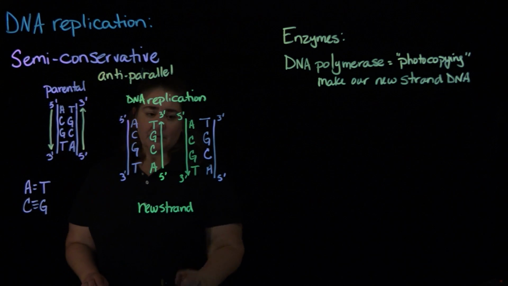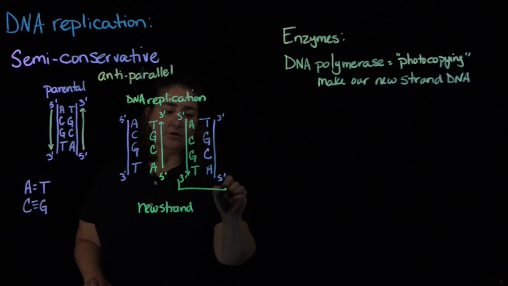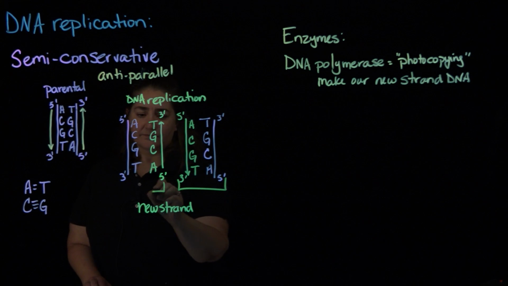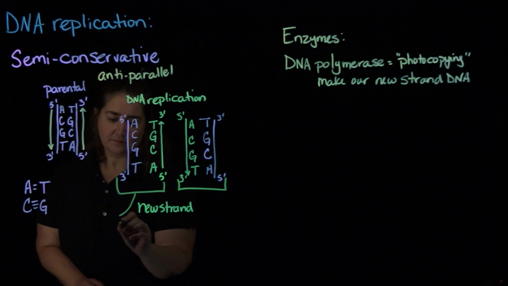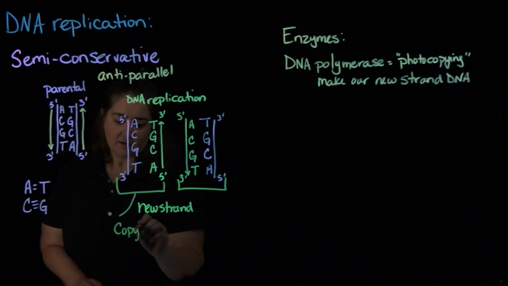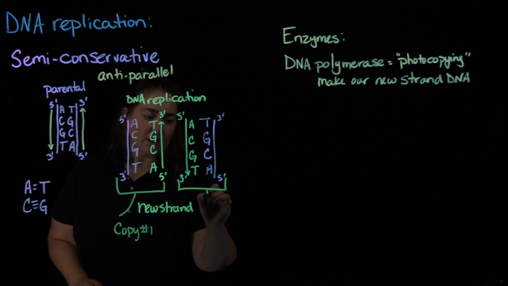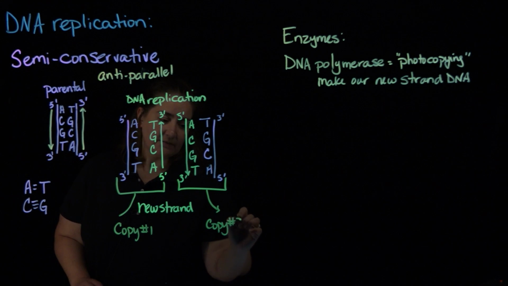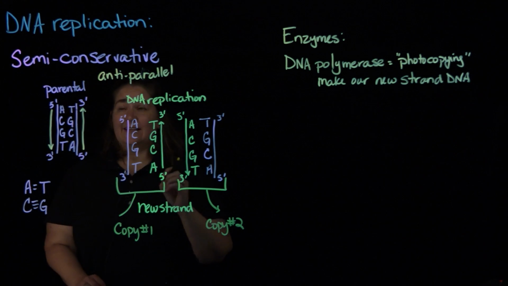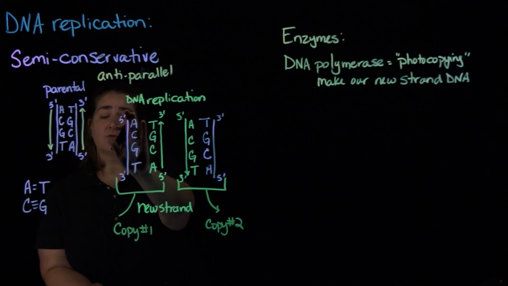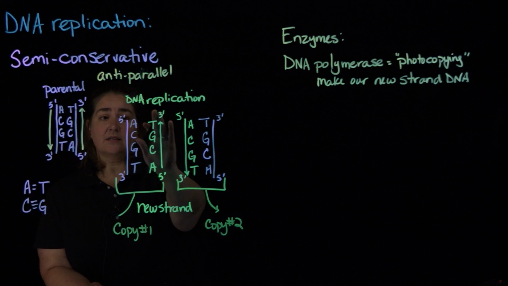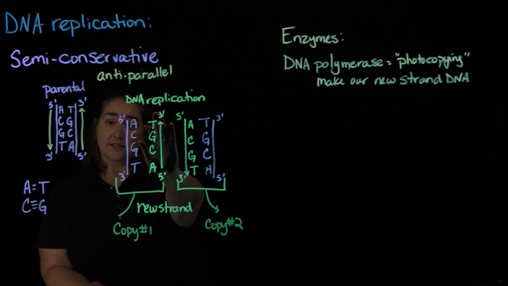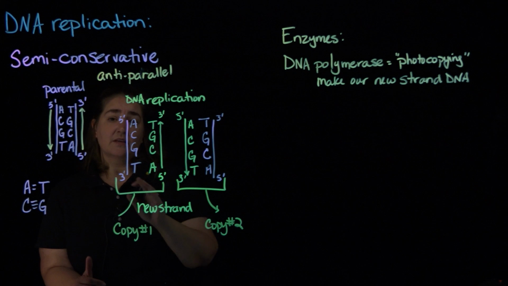Then what's going to happen? We now have two copies of that DNA. And it's semi-conservative because you have one parental strand and one strand that's newly synthesized. That's what it means for it to be semi-conservative.